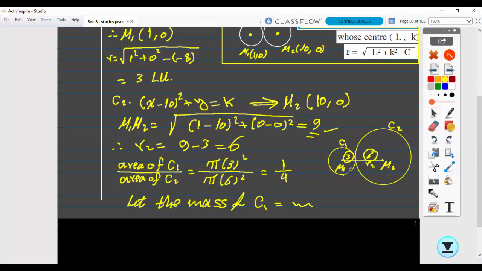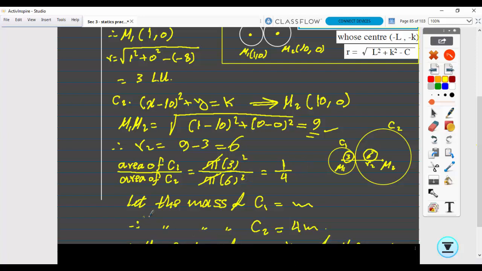Okay, so the ratio between their masses equals the ratio between the two areas, the area of C1 over the area of C2. The area of C1 equals π R squared, that is π times 3 squared, and the area of C2 equals π R squared, where the radius of the second circle is 6. So we write π times 6 squared, and the ratio equals π times 3 squared over π times 36, which is 9 over 36 equals 1 over 4.